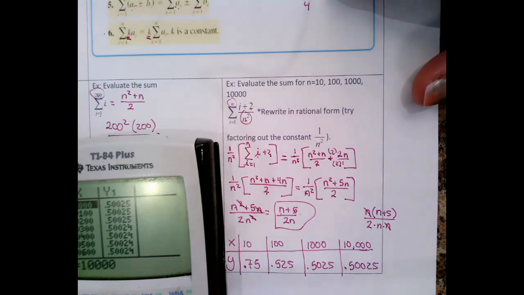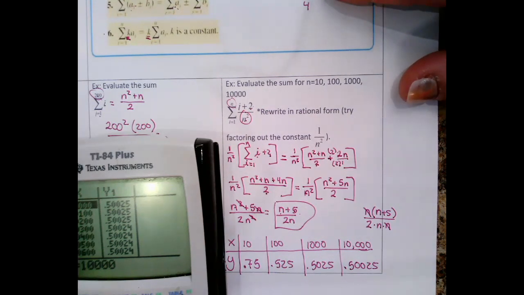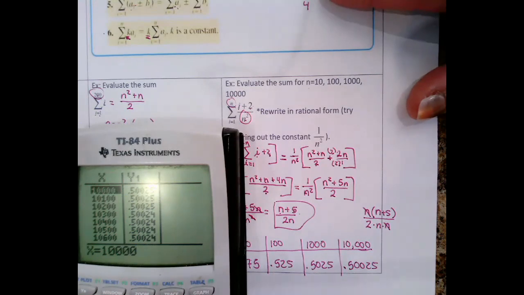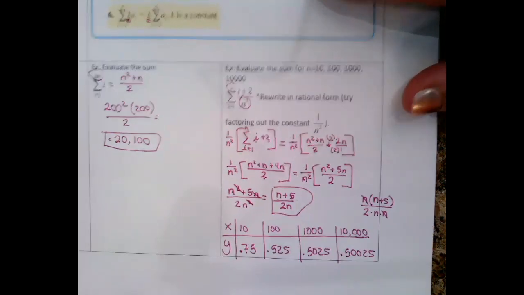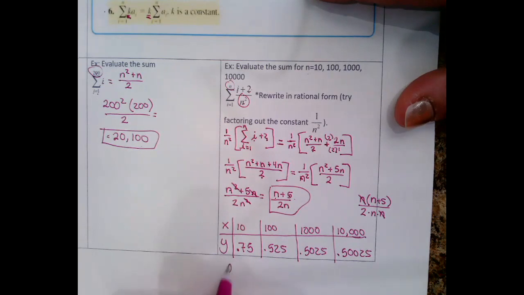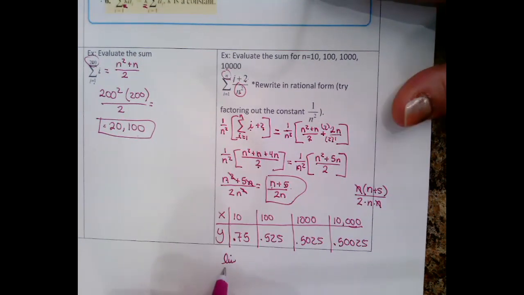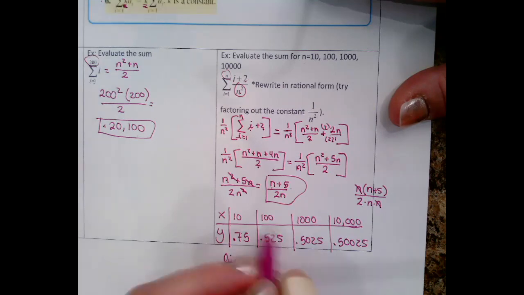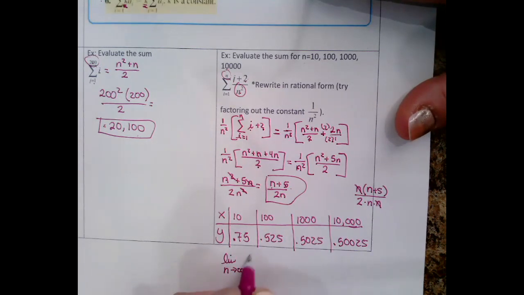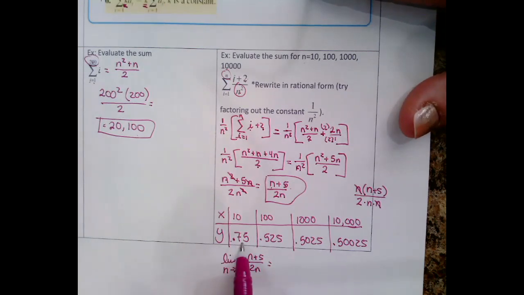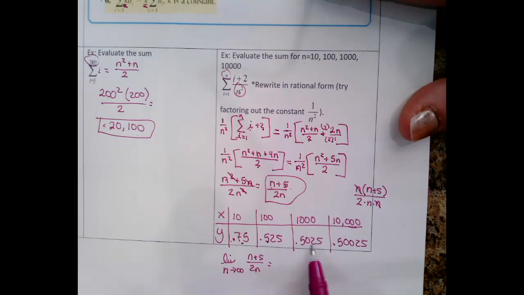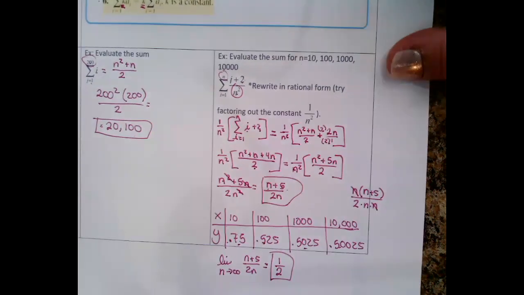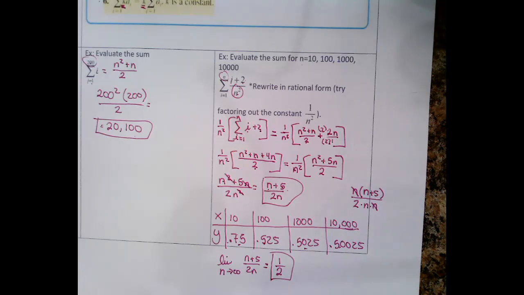Remember, you can also store your Y1 and then you can plug it right in, if you remember how to do that, or just plug the numbers in, either way. Okay, so now I know, looking at this, that my limit as n approaches infinity, because it was getting bigger and bigger, for this n plus 5 over 2n is, well, let's take a look. It started at 0.75, then it went to 0.525. It got closer to a half, and I bet it will just keep getting closer to a half. So that's going to equal 1/2. Okay, so we found that limit as it approaches infinity.